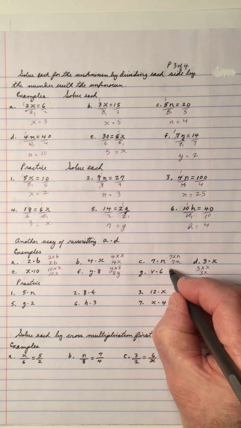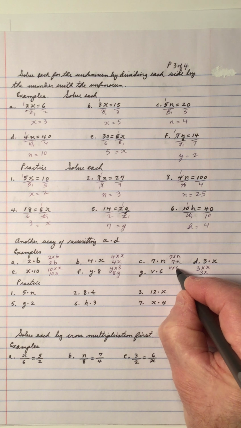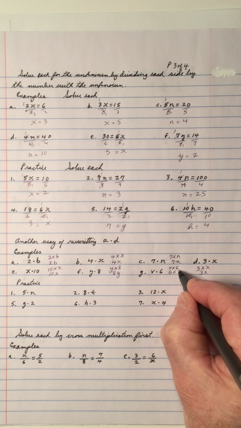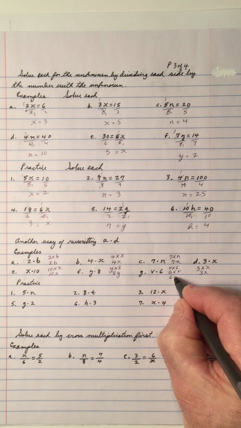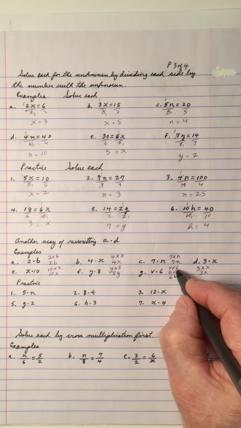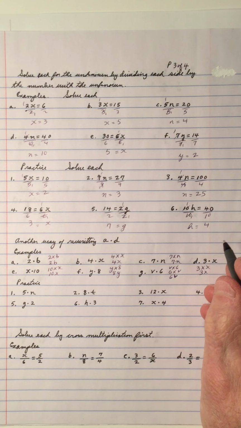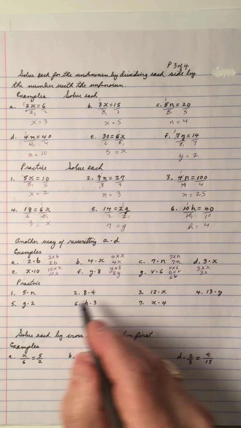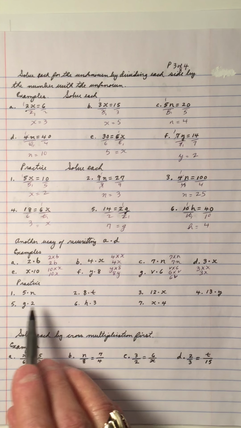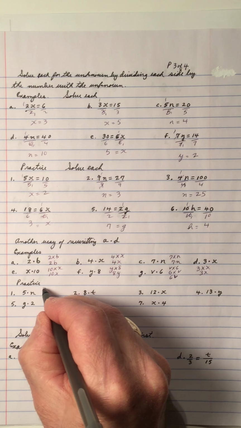V dot 6 is v times 6. It could be 6 times v. It could be 6 dot v or 6v, whatever the multiplication sign, your choice. Practice these. Pause your video and work these out.